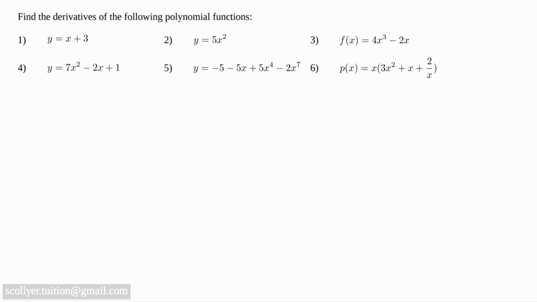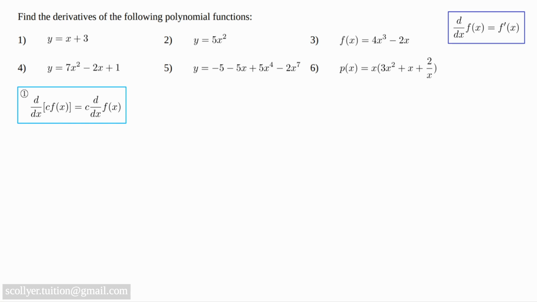Find the derivatives of the following 6 polynomial functions. During this video, we use the notation d by dx of f of x equals f dashed of x. We also rely on the following 4 rules.